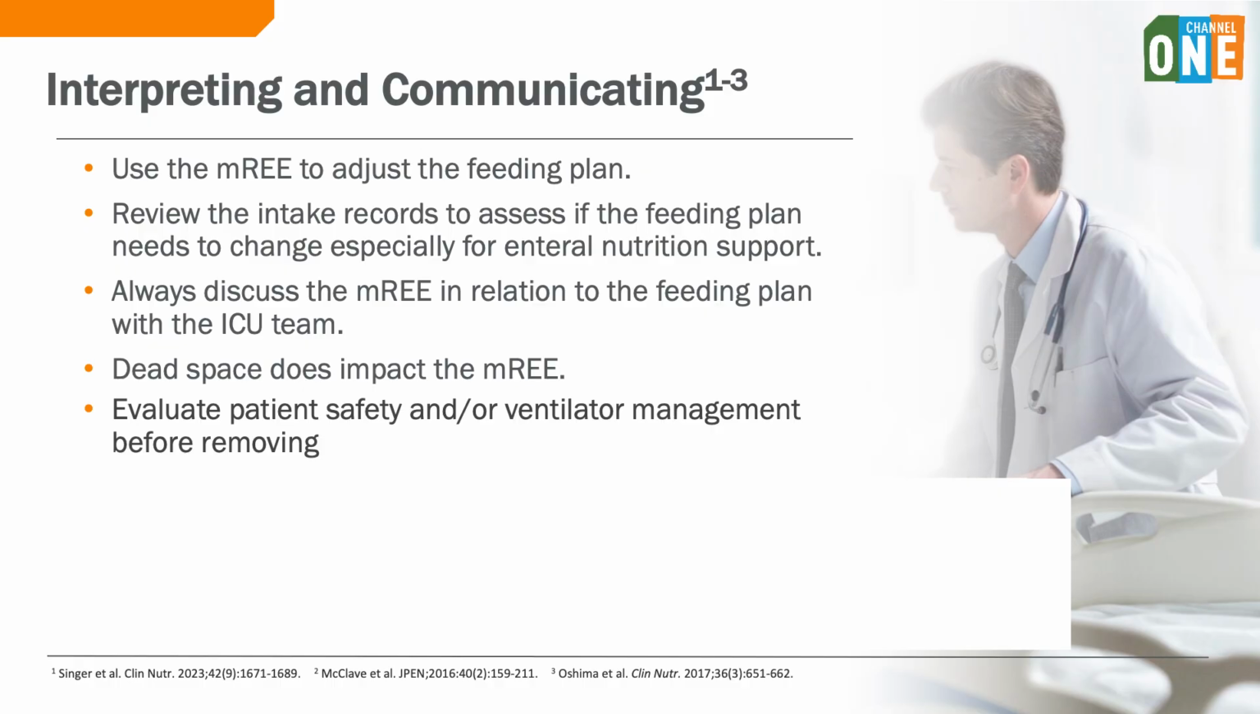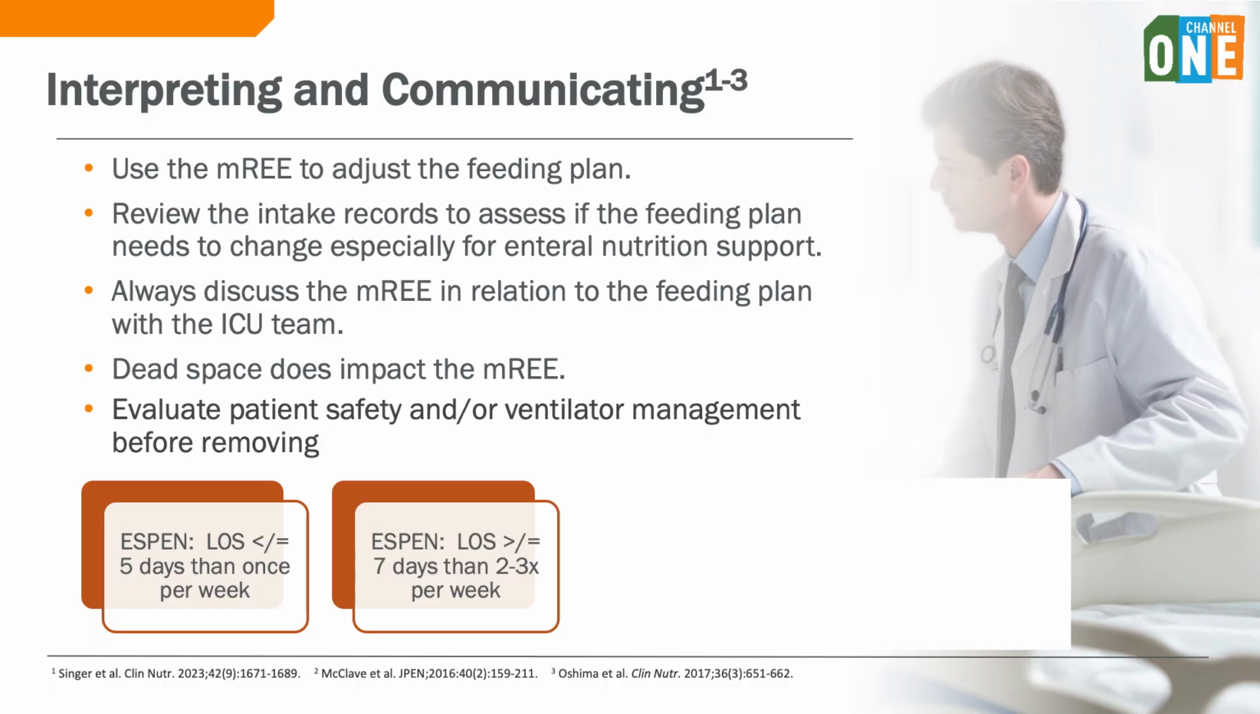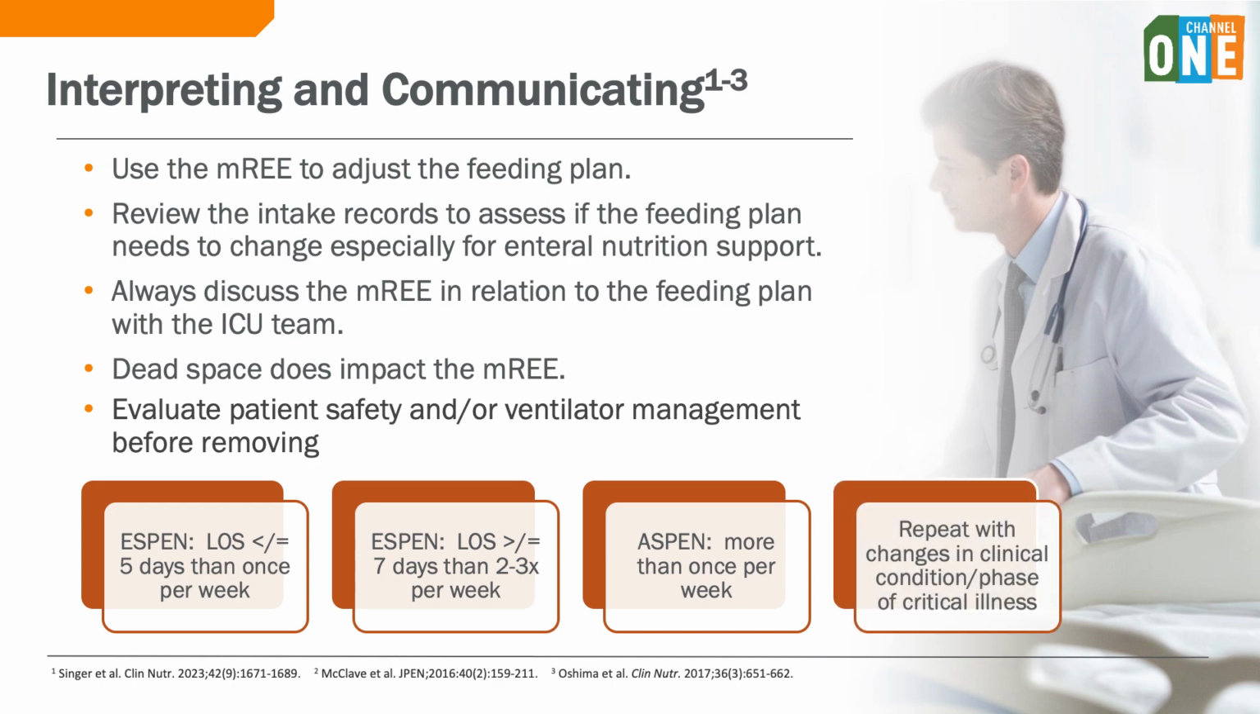How often should you repeat indirect calorimetry testing? In critically ill patients, energy deficit has been associated with increased morbidity and mortality. Per Singer et al., with an anticipated length of stay of less than or equal to 5 days, testing should be done once per week. With an anticipated length of stay of greater than or equal to 7 days, testing should be repeated 2 to 3 times per week. ASPEN recommends testing more than once per week. Indirect calorimetry overall should be repeated with changes in clinical conditions or changes in the phase of critical illness.